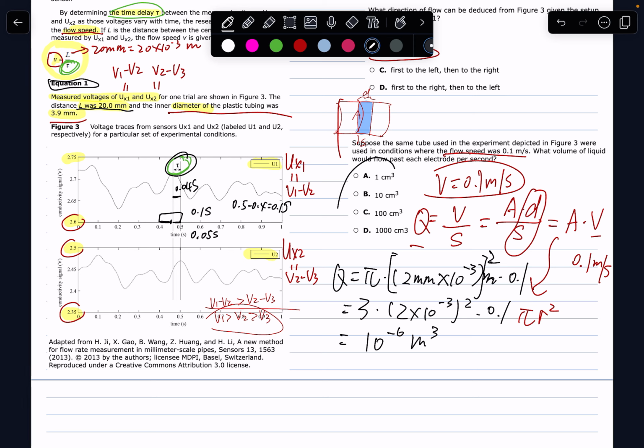But as you see, the choices are in centimeters, right? So when you go from meter cubed to centimeter cubed, you multiply by 10 to the 6, right? After you multiply by 10 to the 6, that will give you A. Okay, so that is the answer.